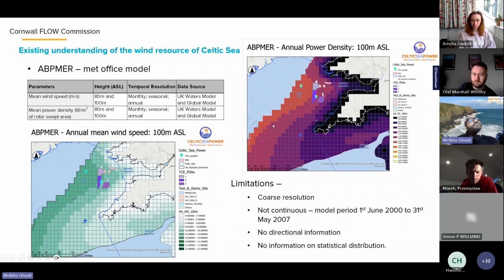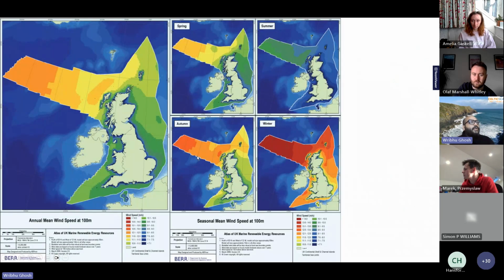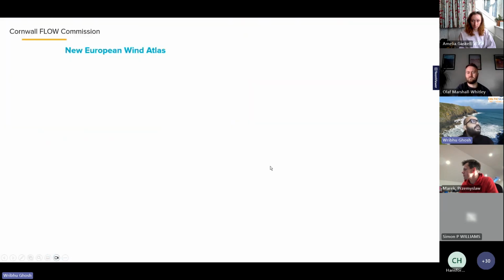This is also coarse, and this was a model which was run for a period of 1st June 2000 to 31st May 2007. So we don't have any concurrency between this data and what we have collected, but they do produce these kinds of annual mean wind speed maps, and also seasonal ones.